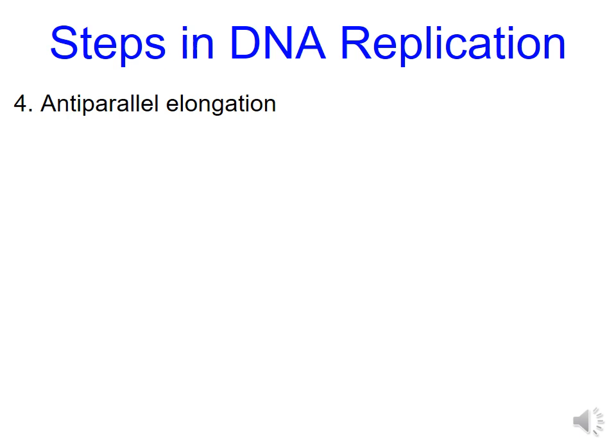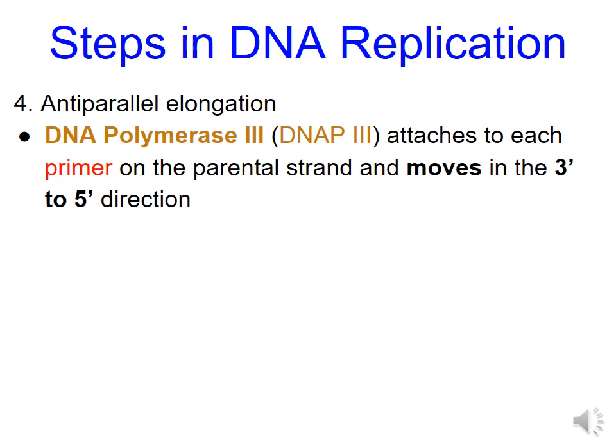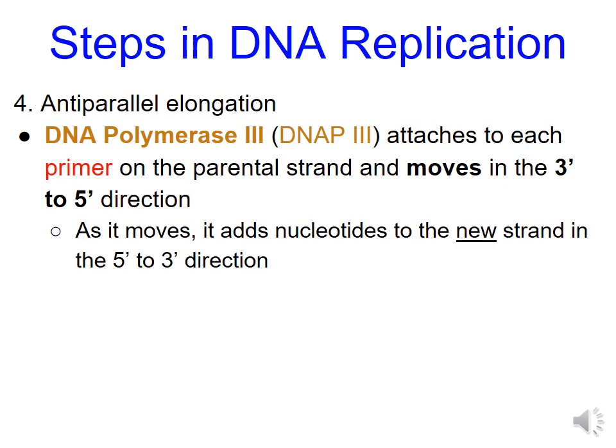And then we have what we call anti-parallel elongation. So DNA polymerase 3 specifically attaches to each primer. So we put the primer on and we're going to add this little enzyme called DNA polymerase 3. It's going to attach to the primer on the parental strand and it's going to move in the 3' to 5' direction. But remember, we had anti-parallel strands, so they were opposite each other. So 3' to 5' on one side moves in one direction, 3' to 5' on the other side moves in the opposite direction. So anti-parallel elongation. So as it moves, it adds nucleotides to the new strand in the 5' to 3' direction. Because if we started at 3' on the parent, that would be the 5' on the new daughter strand.